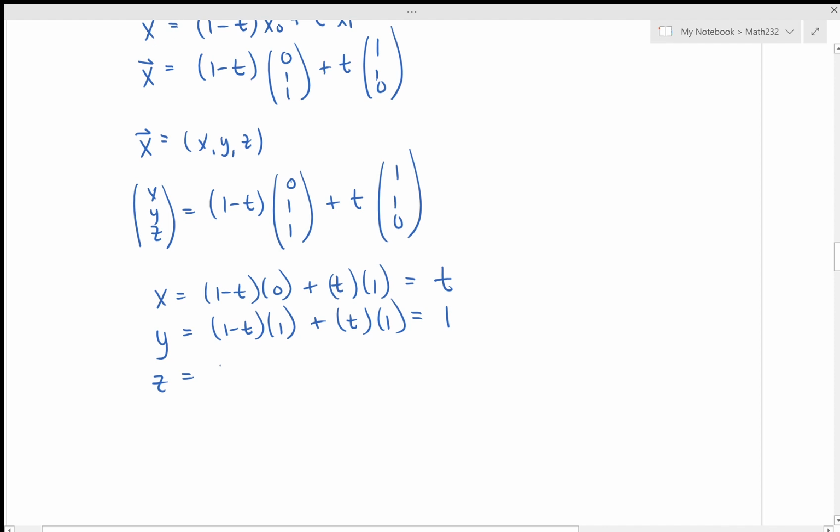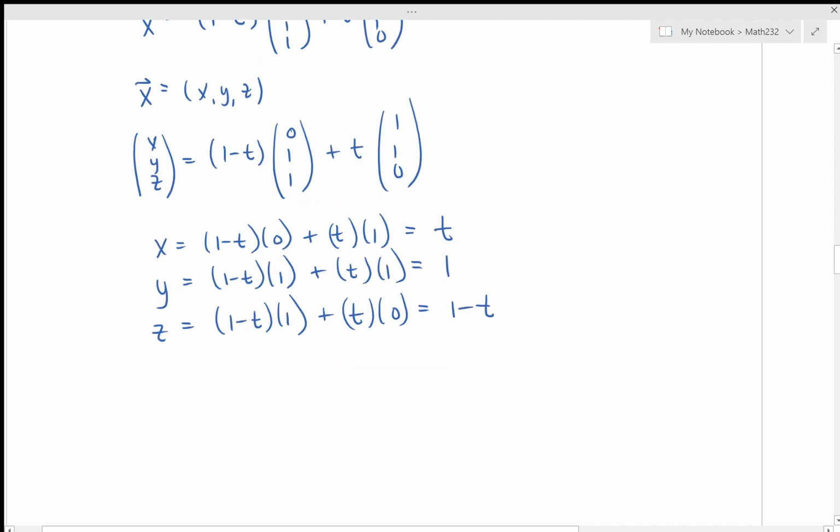Z looks like this: (1 minus t) times 1 plus t times 0, and that looks like 1 minus t. So the parametric equations of the line look like this. I'll just rewrite it. X equals t, y equals 1, and z equals 1 minus t. That describes all of the points on the line where t is in R.